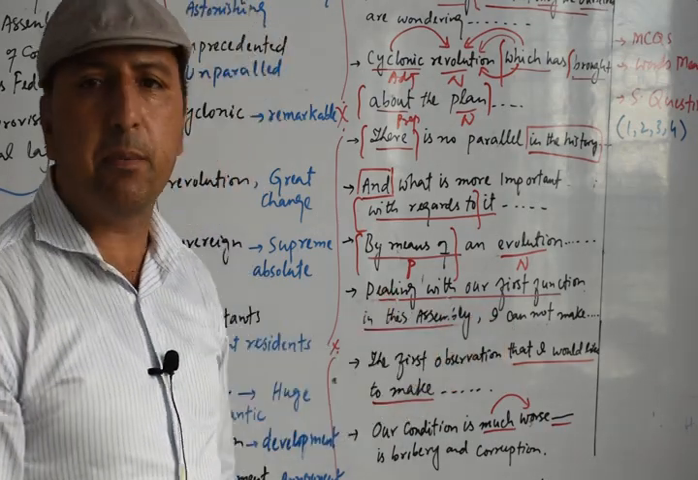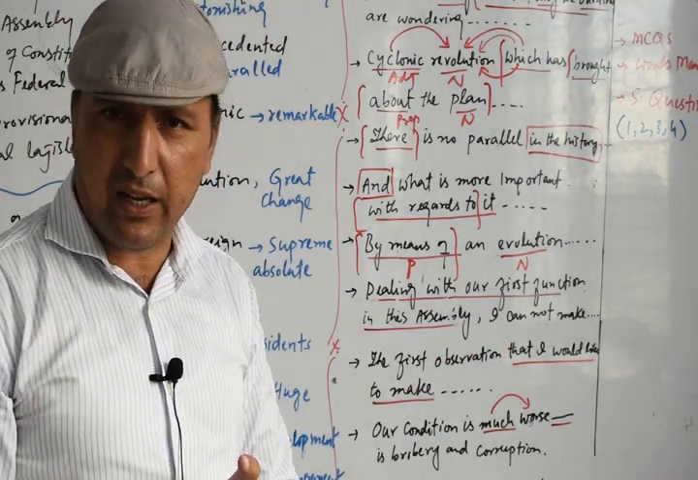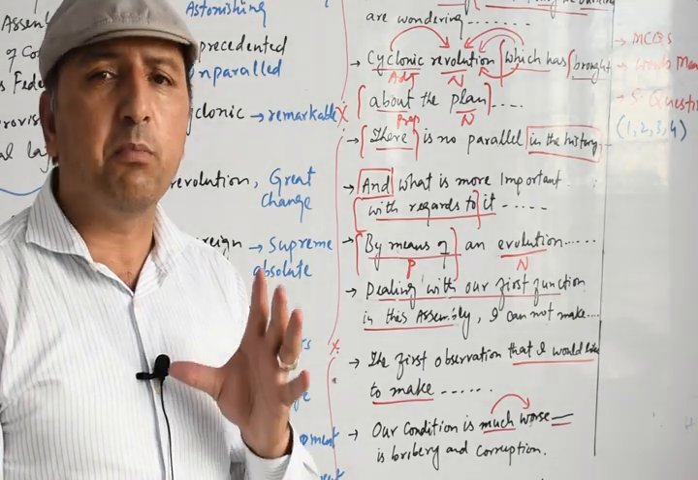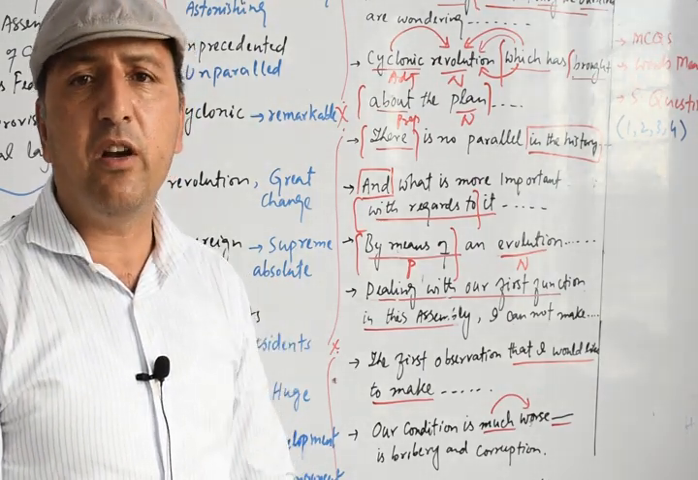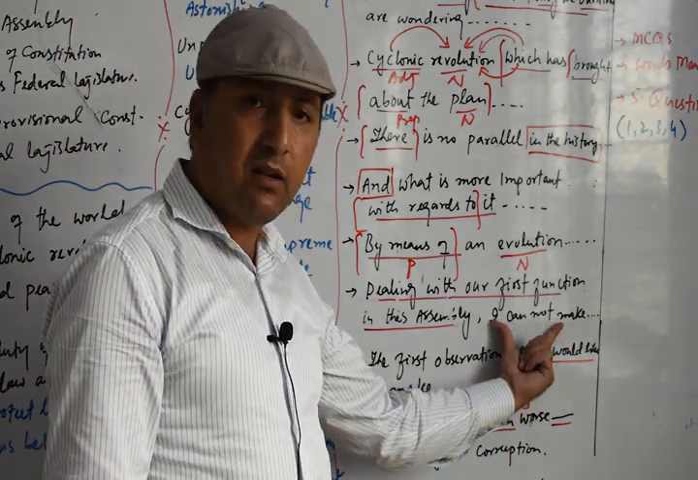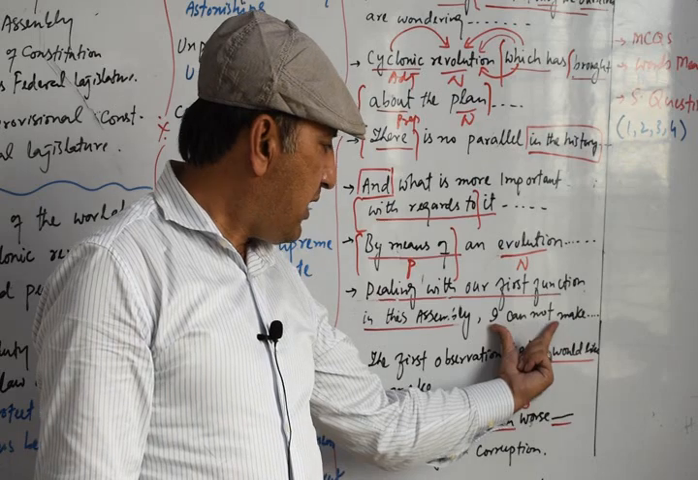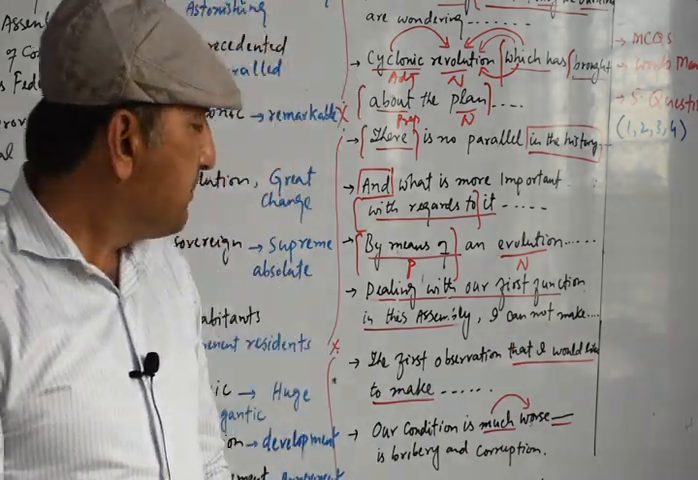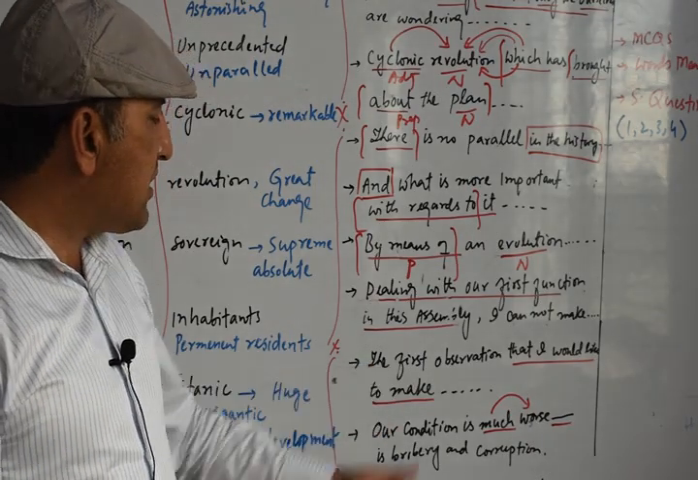We call it a participle phrase, because a participle, as I told you, also works as an adjective, and it modifies a noun. It modifies a pronoun. It modifies the main clause as well. Like you see here, it modifies the main clause. I cannot make pronouncement. Then we have the first observation.